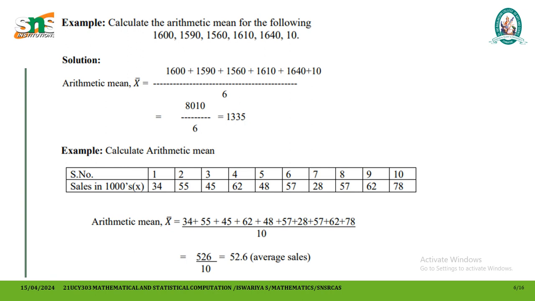The next example is we have to calculate the same arithmetic mean. Here the data is given, so we have to find the arithmetic mean. The formula for arithmetic mean is x bar is equal to summation x by n. The same will be followed for this problem also. So here I add all the data given in this problem. Then I divide it by 10, because totally 10 data are given. Finally I get an answer as 52.6.